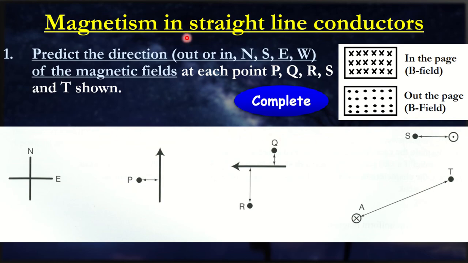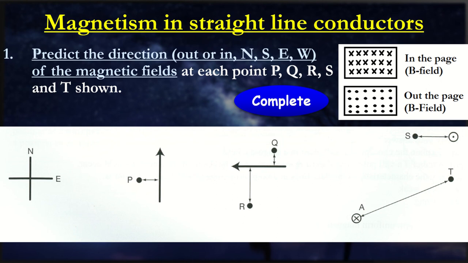Okay, so let's have a look at this question here. We have a straight line conductor, and we want to predict the direction of the magnetic field in all these different scenarios. So predict the direction, out or in, north, south, east, or west, of the magnetic fields at each point going along like this. As we indicate, north is this way, south is that direction there.